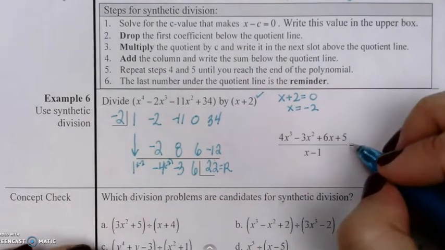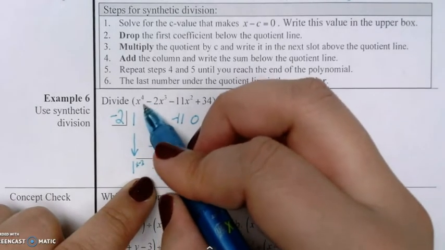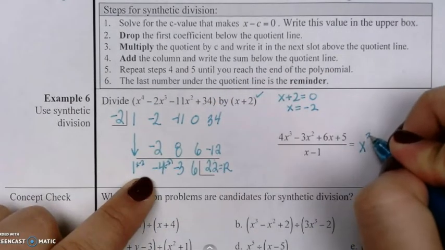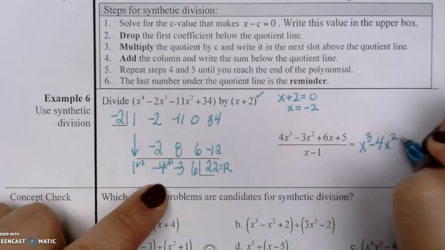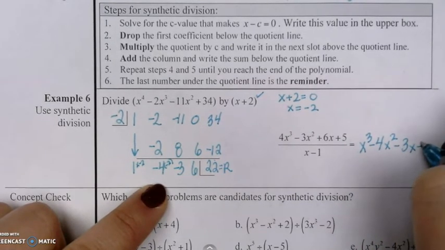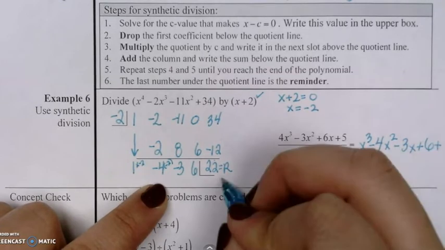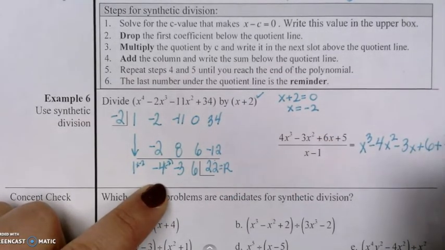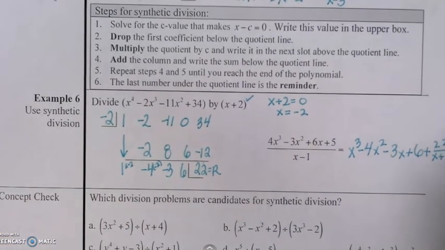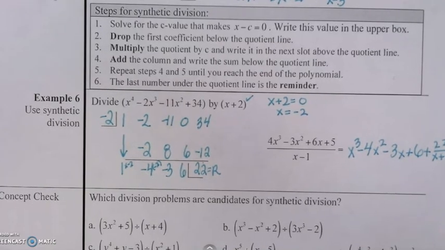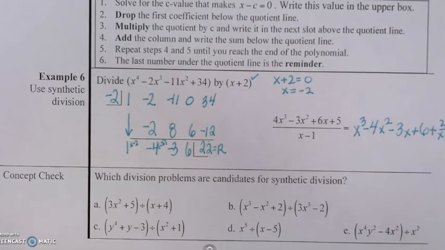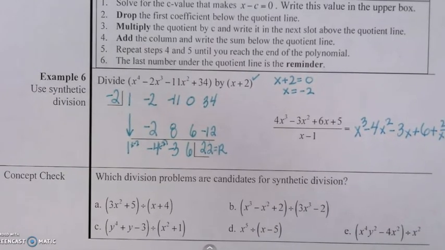So then we write our quotient. This was degree 4, so our answer is degree 3. x cubed minus 4x squared minus 3x plus 6 plus our remainder, which is 22, divided by x plus 2. Again, we always want to check if our remainder can be simplified. 22 divided by x plus 2 cannot be simplified, and so that's our final answer. Okay, thinking about what our requirements are for using synthetic division, I want you to try the concept check and we'll go over the answer in class.